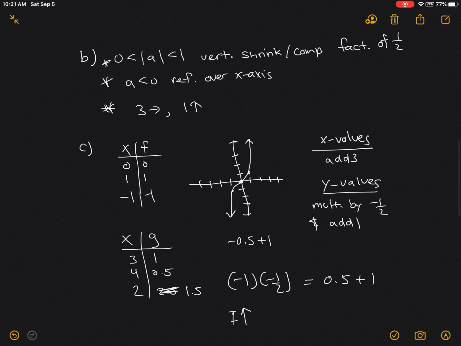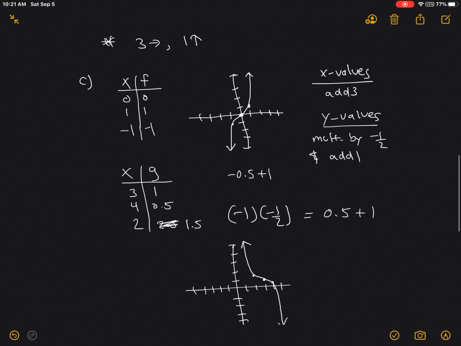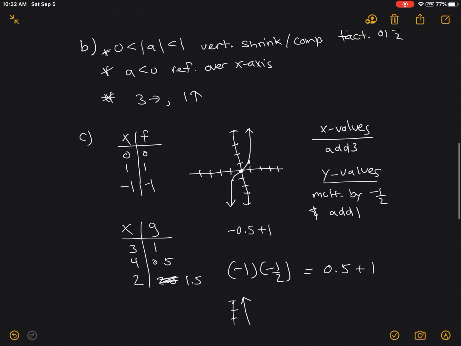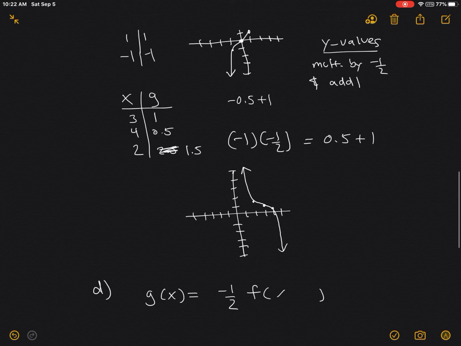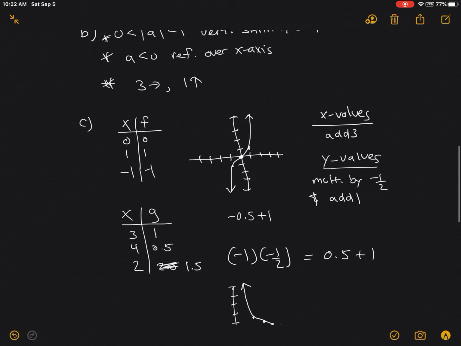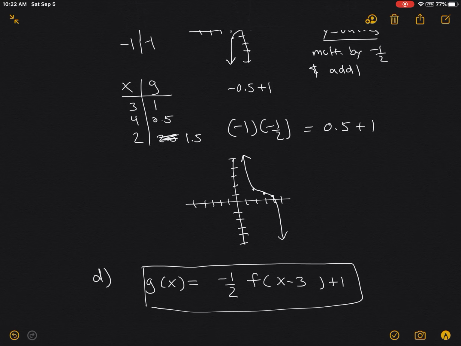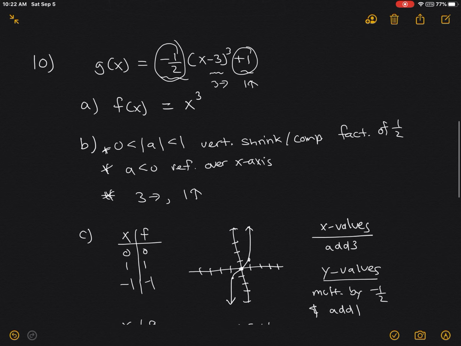There's a vertical shrink or compression by a factor of 1/2. And so that's your a value. And there's also a reflection across the x-axis. So my a value is going to be negative. So I'm going to write a negative 1/2 over here. And then for the inside, I shift it 3 units to the right. So that means it's going to be x minus 3. And then 1 unit up, so plus 1 over here. And that's it.